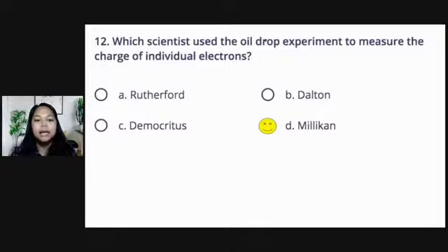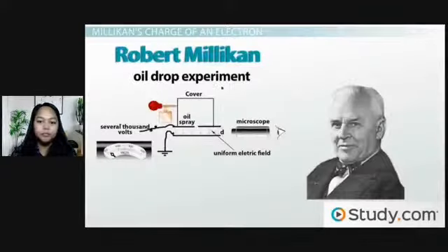Okay, so that's Millikan, the scientist who used oil drop experiment to measure the charge of individual electrons. Now, we already know who Democritus is, no? So Democritus yung nagsabi that atoms are made up of tiny, indivisible, or matter is made up of atoms, and atoms are indivisible. Si Rutherford at si Dalton, puntahan din natin. Okay, so this right here was the experiment of Robert Millikan, and he was the one who said that electrons are negatively charged. Oil drop experiment yung ginawa niya, no? And so he was able to find out that electrons are negatively charged.